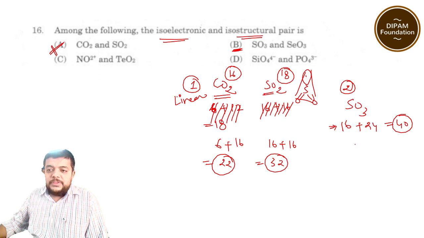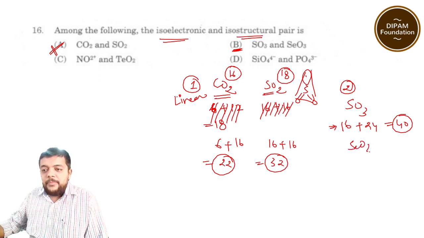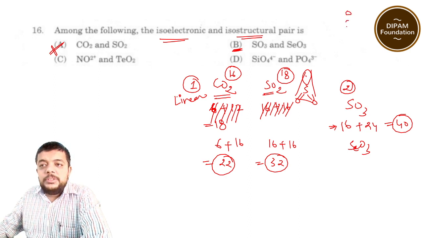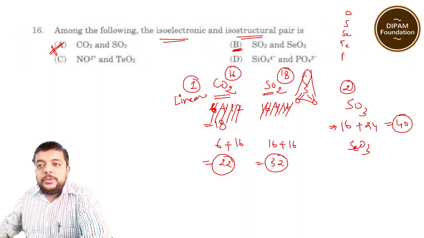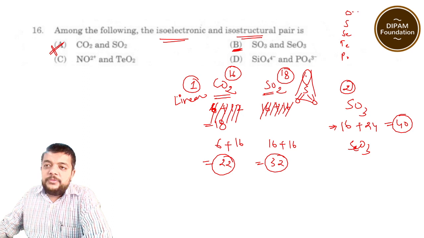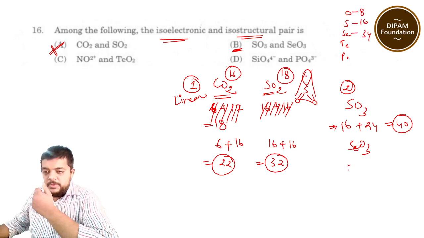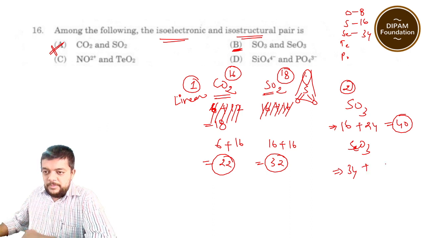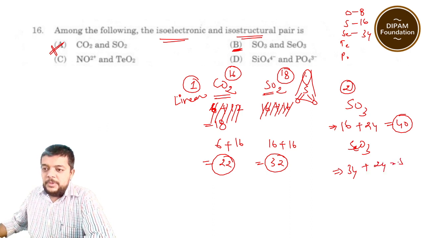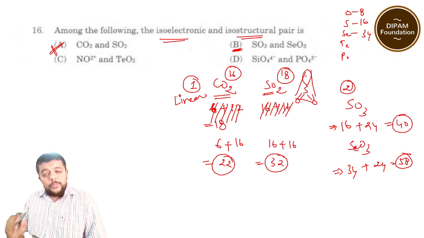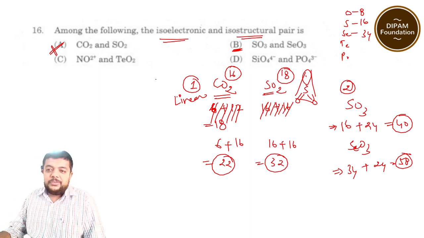If I talk of selenium, SeO3, how would we reach selenium? Oxygen, sulfur, selenium, tellurium, polonium. So if this is 8, this is 16, this has to be 34. 34 plus 24 is 58. It does not work. For a while, let us take valence electrons.